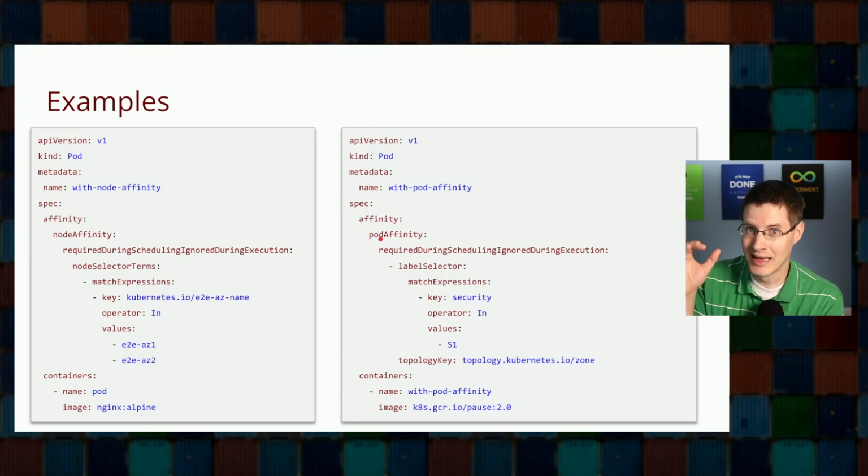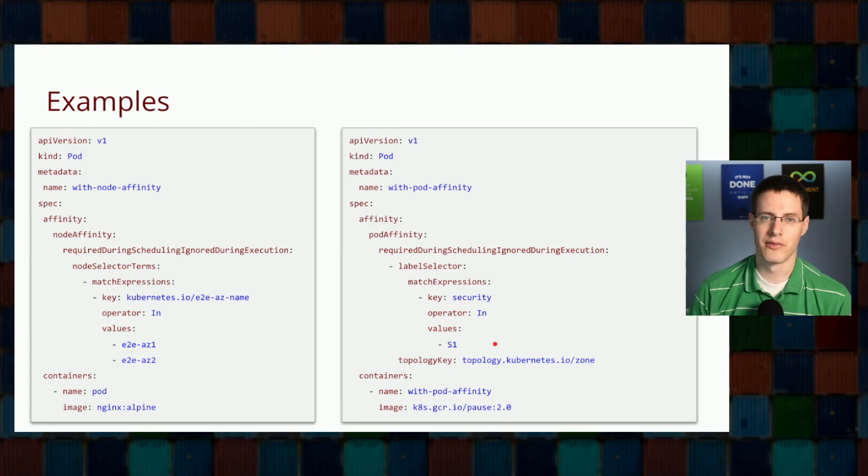Again, at the end of the day, the scheduling is going to be happening onto nodes. So the scheduler is now looking at nodes, but also the pods that are running on the nodes, to either schedule with or away from existing pods. In this case, we're doing a pod affinity, required during scheduling, ignored during execution. So we're going to find all pods that have a label selector that matches this. We're finding pods that have a security label of S1, whatever that means.